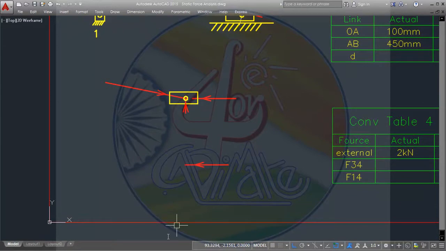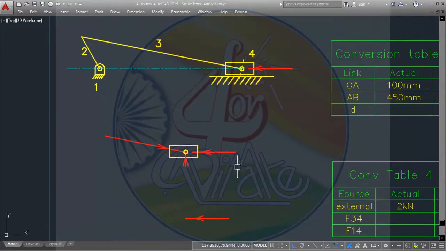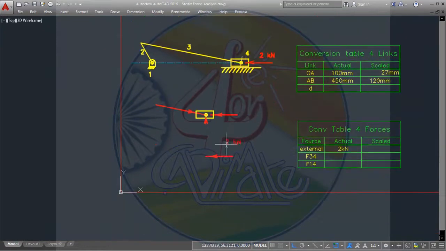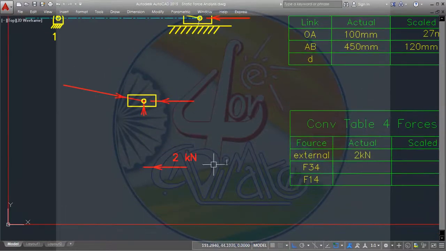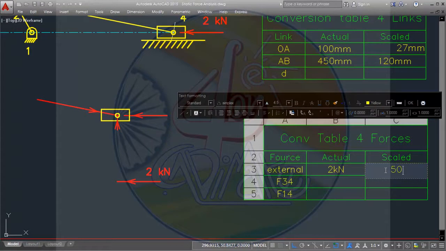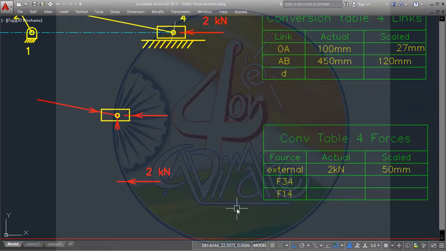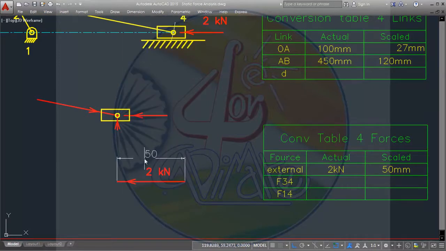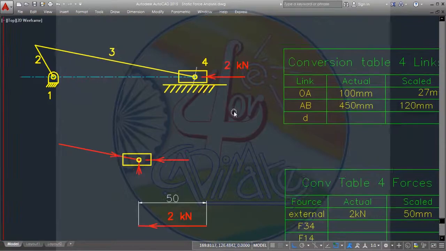Fine. Parallel to this, you have to take one force. So this force is equal to how much? That force is equal to 2 kilonewtons. Correct? So again, we have to choose some ratio for that. Okay. So 2 kilonewtons, we will take it as 50 mm. Fine. So this length is 50 mm.